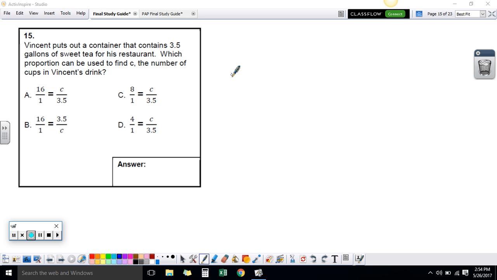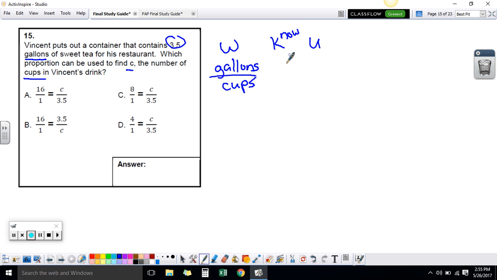Number 15. Vincent puts out a container that contains 3.5 gallons of sweet tea for his restaurant. Which proportion can be used to find C, the number of cups in Vincent's drink? Okay, so this is a classic case of WKU. Words, what do you know? What is unknown? So our words are going to be gallons and cups. Okay. For every 1 gallon, here's what we know. For every 1 gallon, we've got 16 cups.